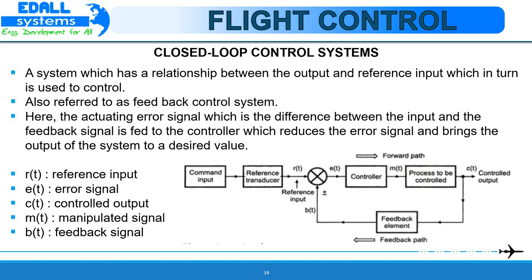This error signal is then modified by the controller, which decides the proportional manipulated signal for the process to be controlled. This manipulation is such that the error will approach zero. This signal then actuates the actual system and produces an output. As the output is controlled, it is called the controlled output, C of t.